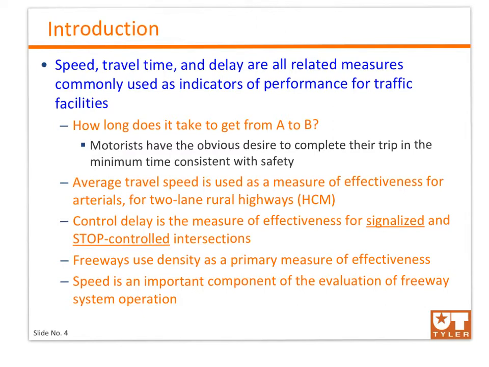Freeways also use density as a primary measure of effectiveness. If I have lots of density on a freeway, that's not a good thing. If the density is lower, that's a good thing to have. And also speed. Speed is a very important component of the evaluation of freeway system operation. If the speed is higher, as I said, that's a good thing to know about a certain facility compared to a lower speed at a different facility.